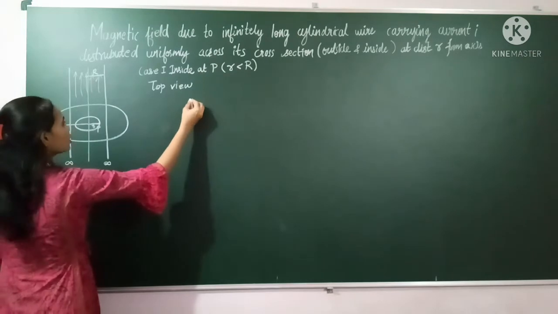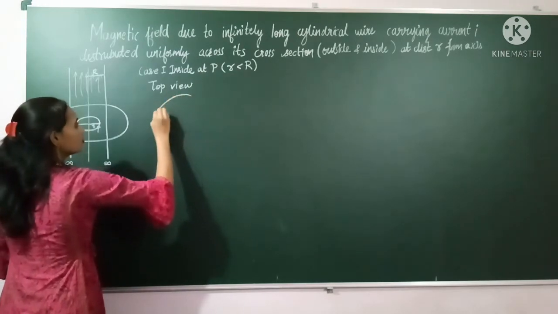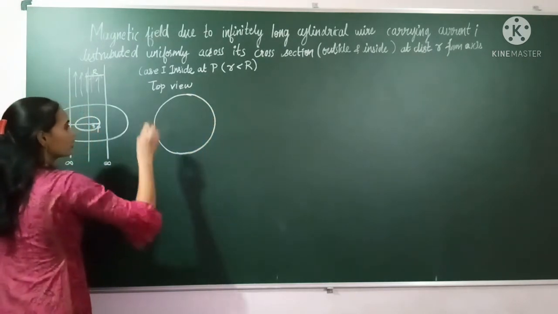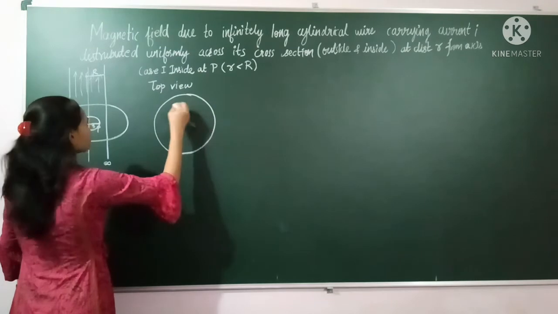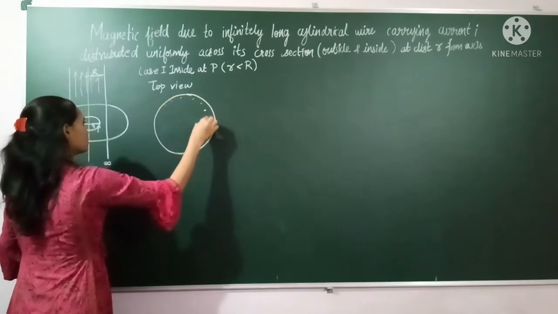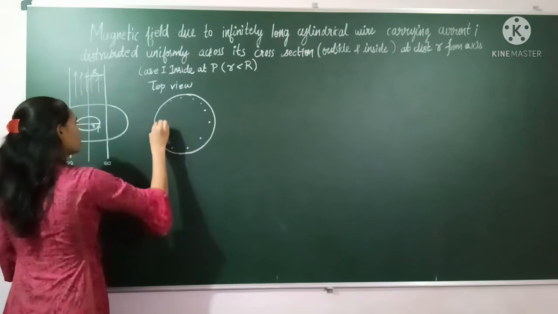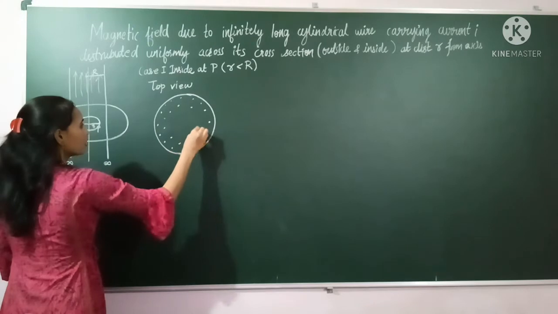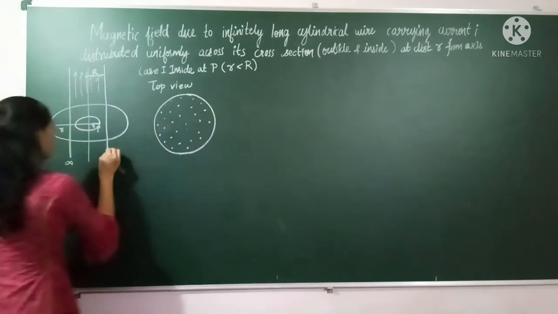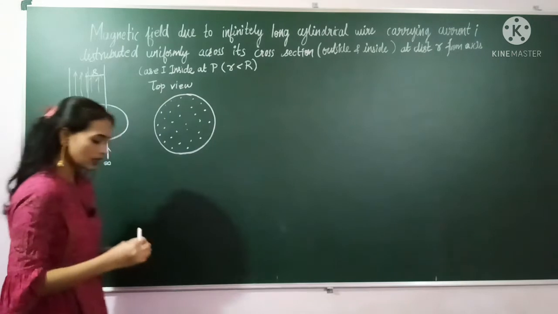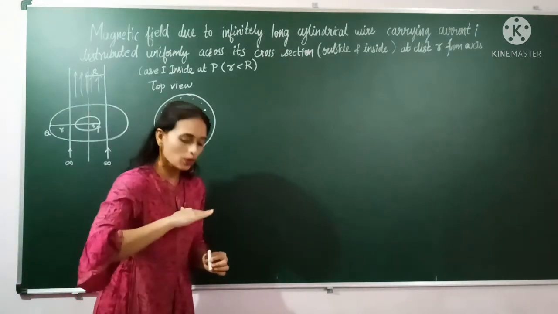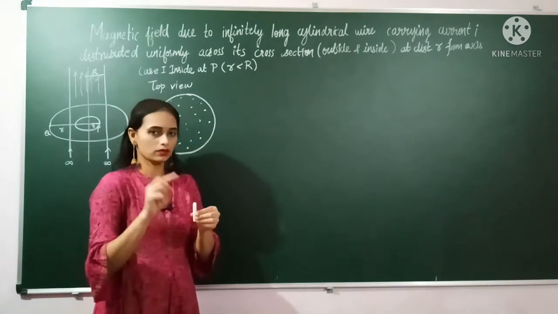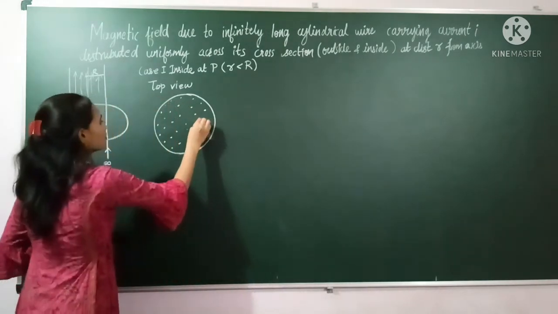For the top view, first I will draw the wire. So this is our wire, and next the current will be like this, uniformly distributed, meaning this is a solid cylinder, no? So the current will be distributed like this. The current is coming out, so when you see from the top, you can see the tip of that current, so you take it as a dot.